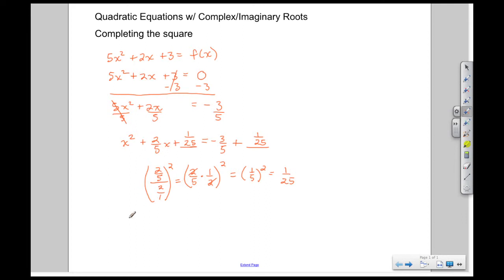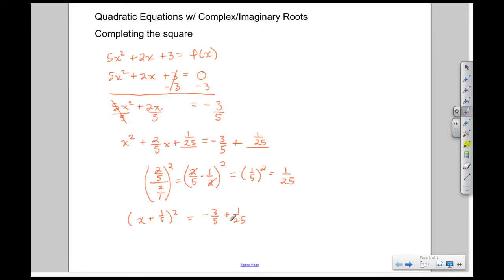In doing that, the left hand side becomes the perfect square trinomial, which is going to be x plus 1/5, and that whole quantity is squared. And then on the right hand side, I'm going to have -3/5 plus 1/25. Let's focus on this right hand side.